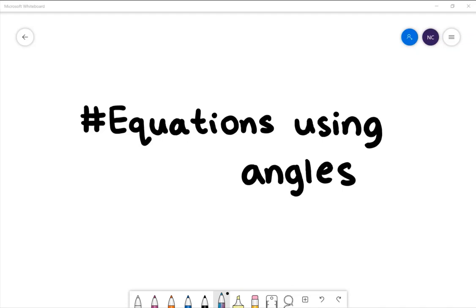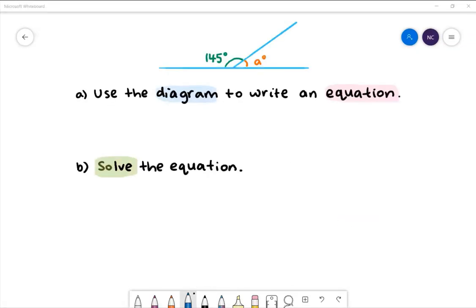Today we'll be forming equations using angles. Here is our first example. We have a straight line that is cut into two sections. One section forms an angle of 145 degrees and the other angle is A. Part A, use the diagram to write an equation.